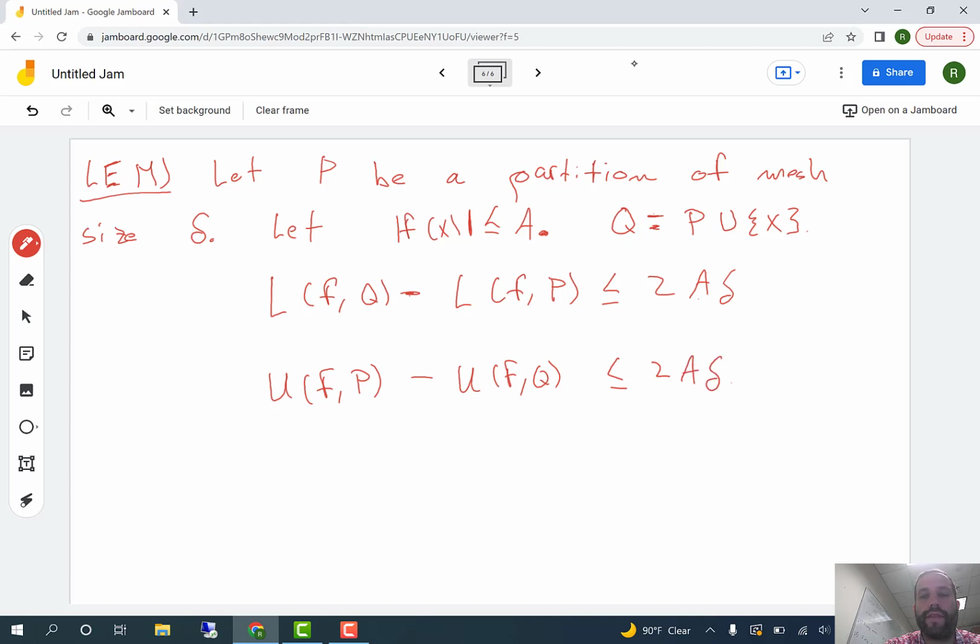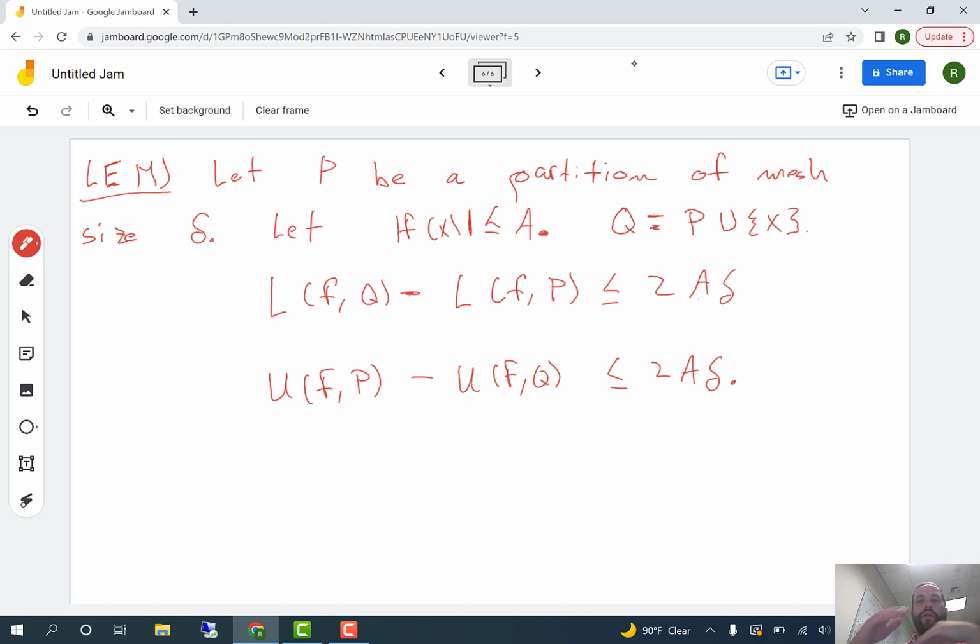So let me talk a little bit about this theorem. Q is a refinement of P, so we know that L(f,Q) is going to be greater than L(f,P). This sort of gives control on how big that difference is going to be. So we know L(f,Q) is going to be greater than L(f,P), but it can't be so much greater. Like it can't be 10 million times greater. It's controlled by this 2a delta term here.